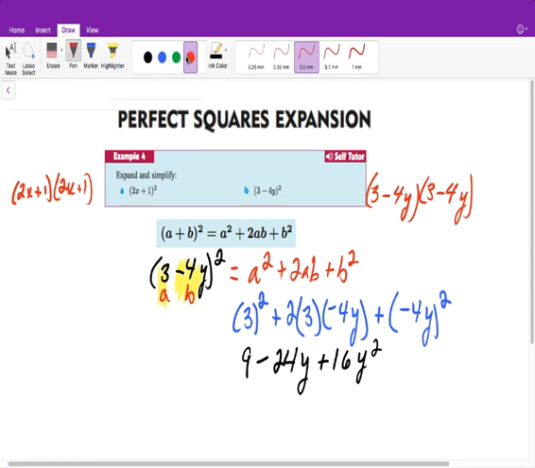So the way that you should write this is we want to write it with our highest power first, so it will then be 16y squared minus 24y plus 9. Right? So that will be your final answer for this one.